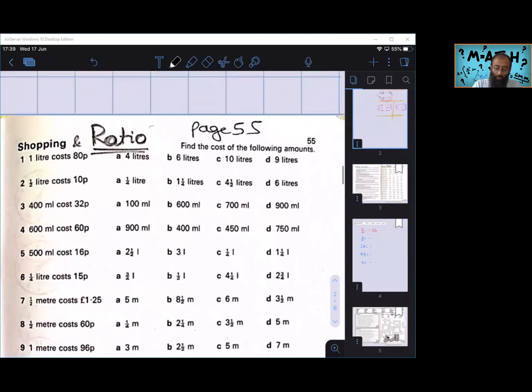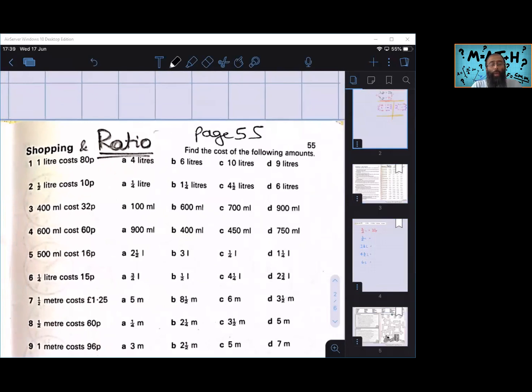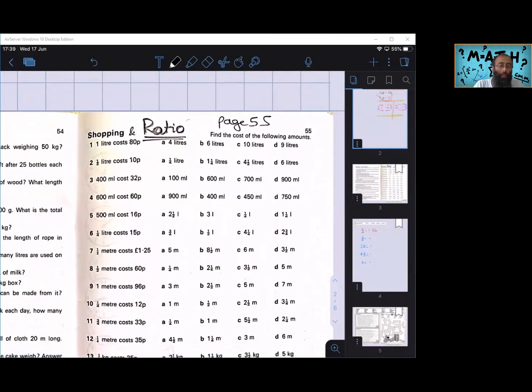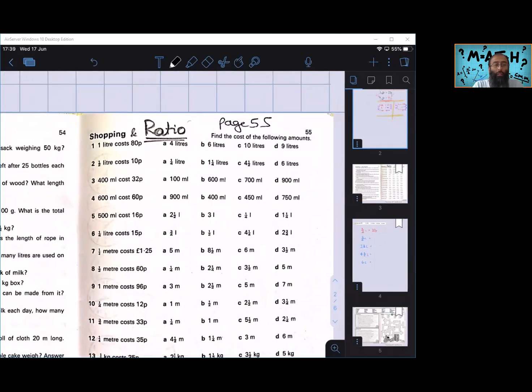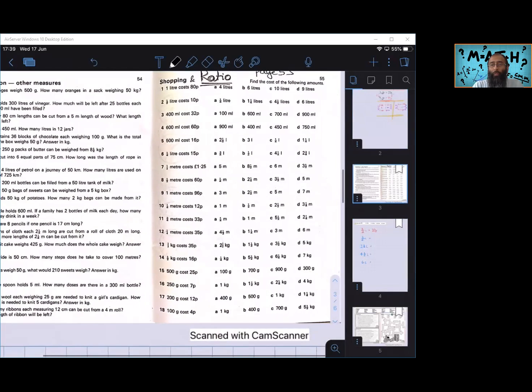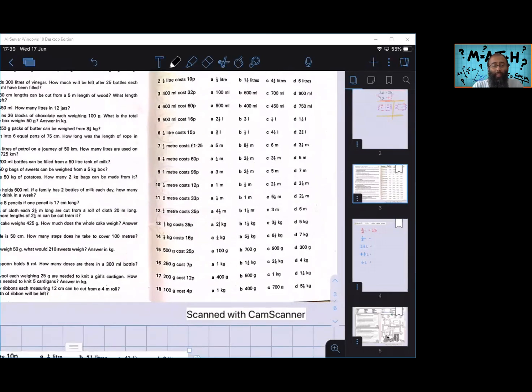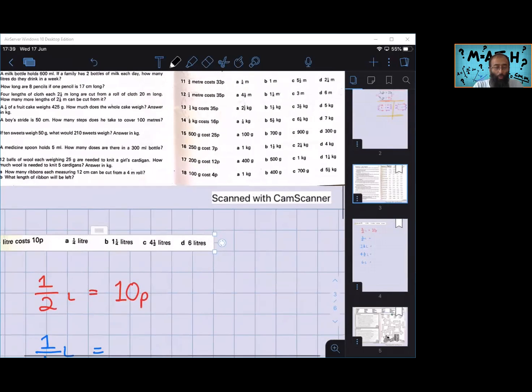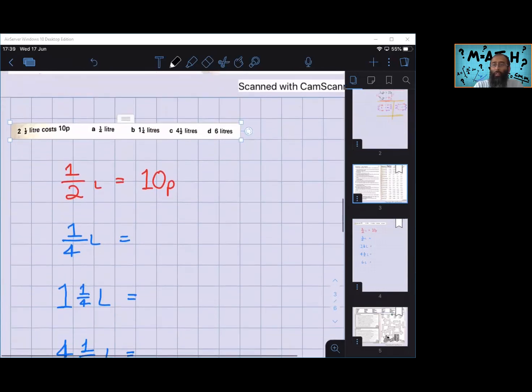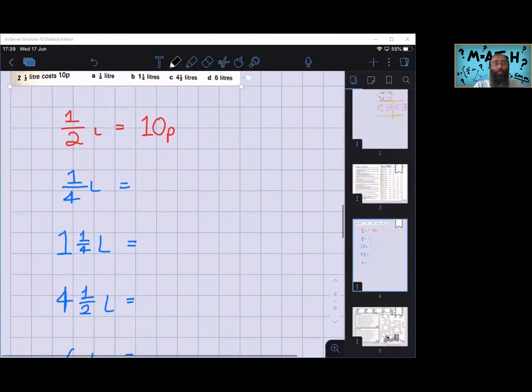The exercise is called Shopping and Ratio, page 55, Collins book 3. I have selected question number 2 as our first example. We have done the chapter from the basic skills book, so this is our extension work where we are now having to deal with fractions.